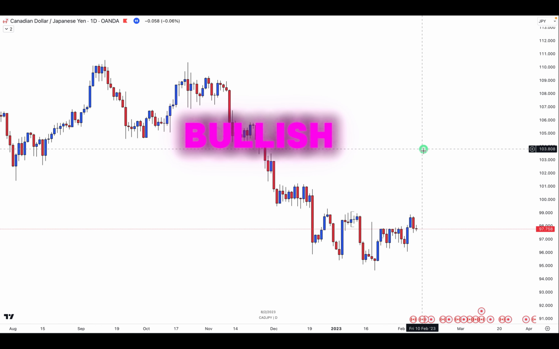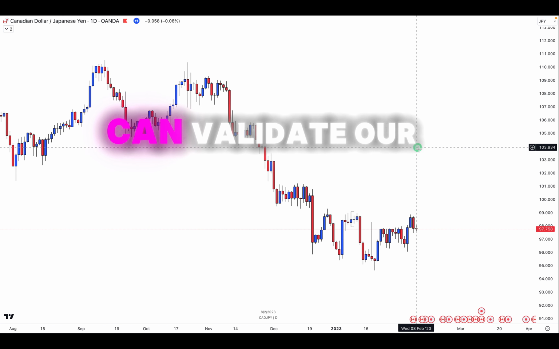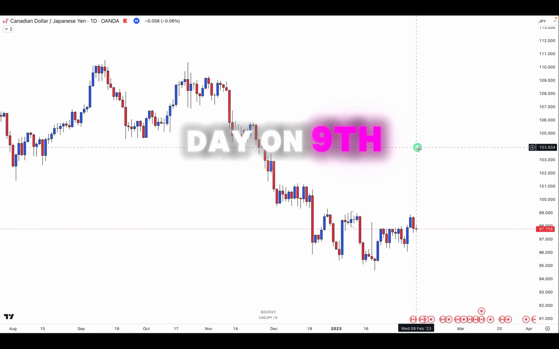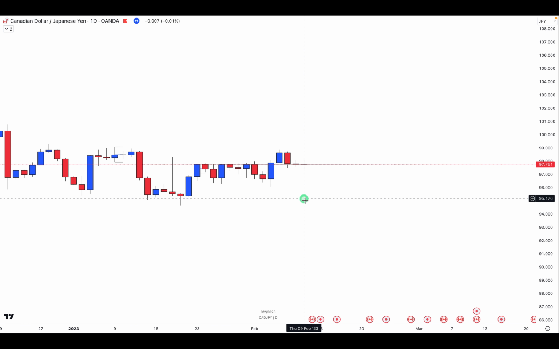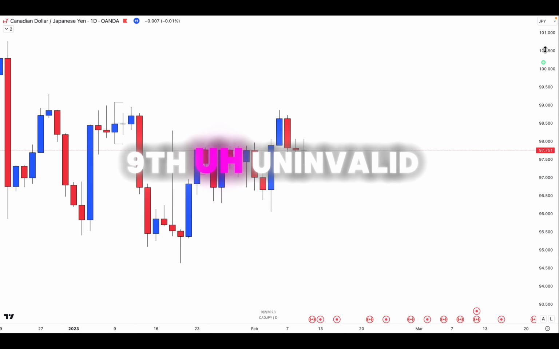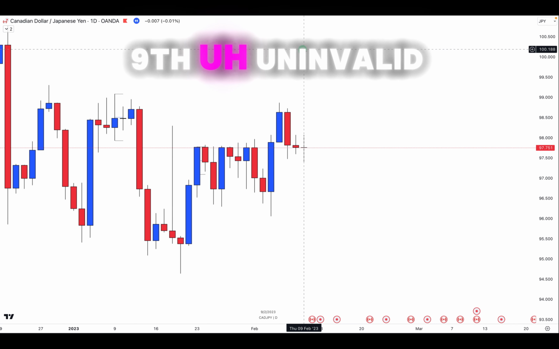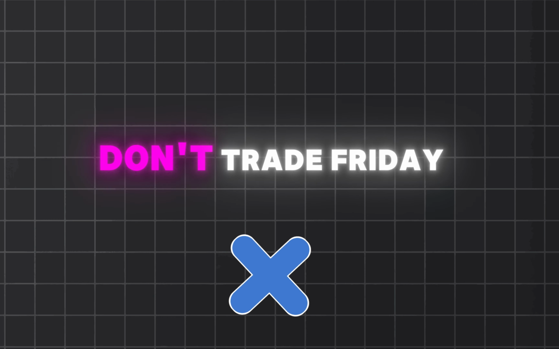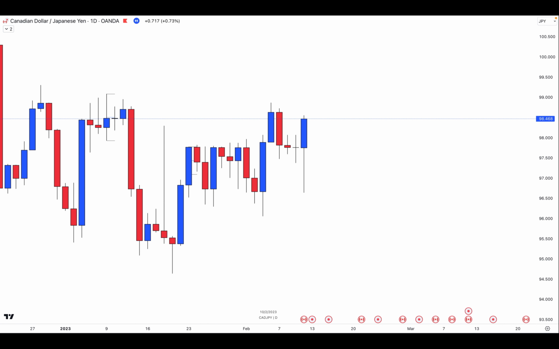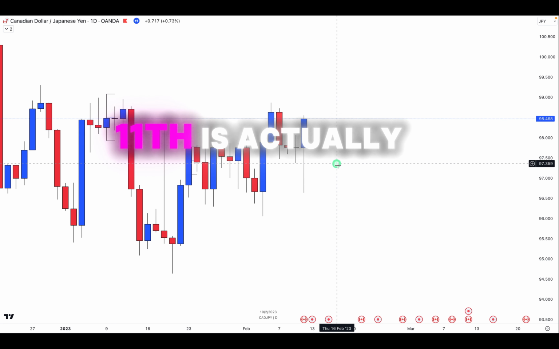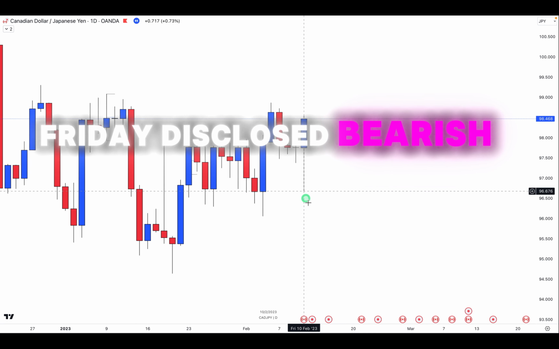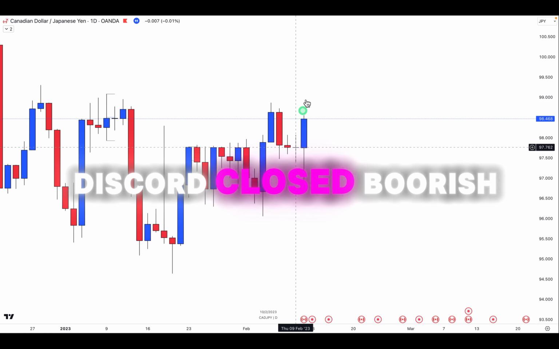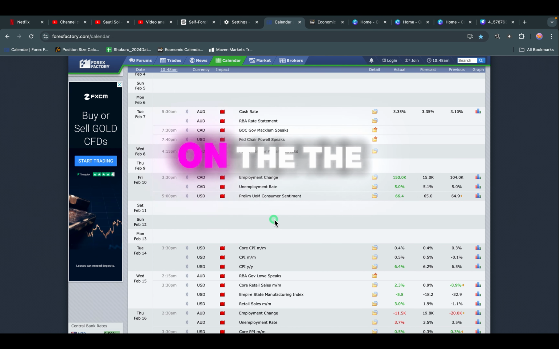Let's see if this candle will close bullish so that it can validate our day on 9th February. So you can see here, the 8th closed bearish, so that also makes the 9th an invalid day to trade. And remember, we don't trade Friday. Let's check if the 11th is actually a day to trade, because you can see here on Friday this closed bearish, this closed bullish. Let's see here on the date.